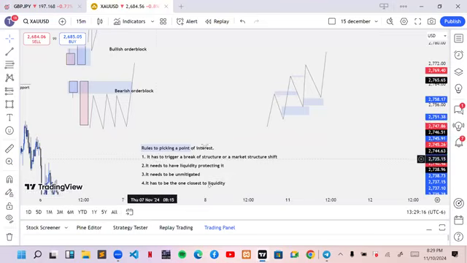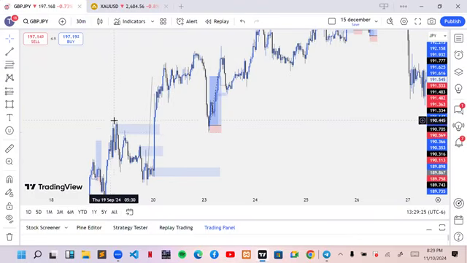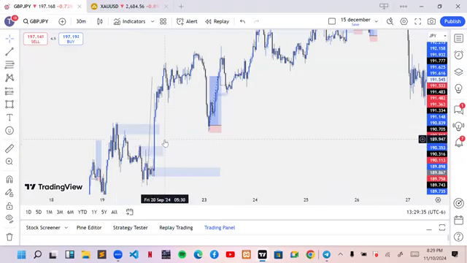The first rule says it has to trigger a break of structure or a market structure shift. Pay attention here. There was a market structure shift because price was initially on a downtrend, lower highs and lower lows, lower highs and then lower lows. So markets came here and then broke past this last high, triggering a market structure shift.